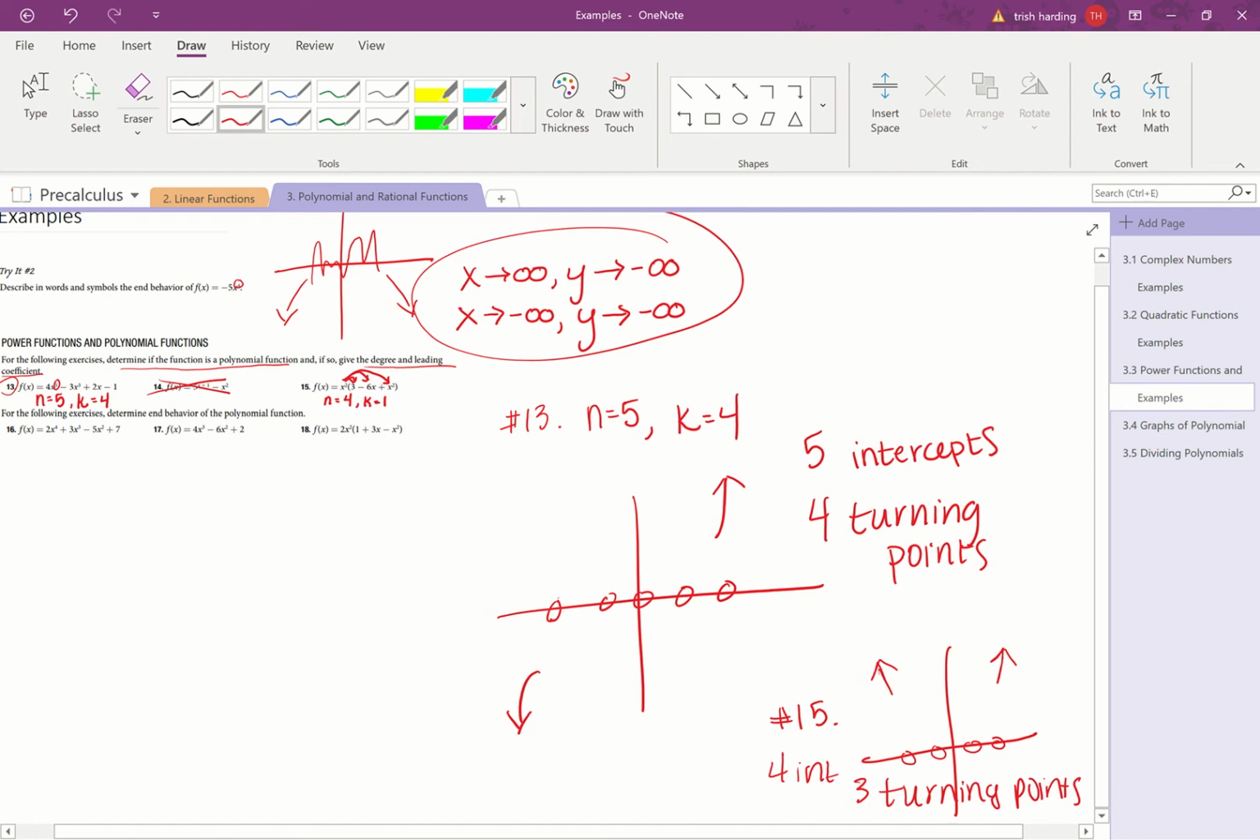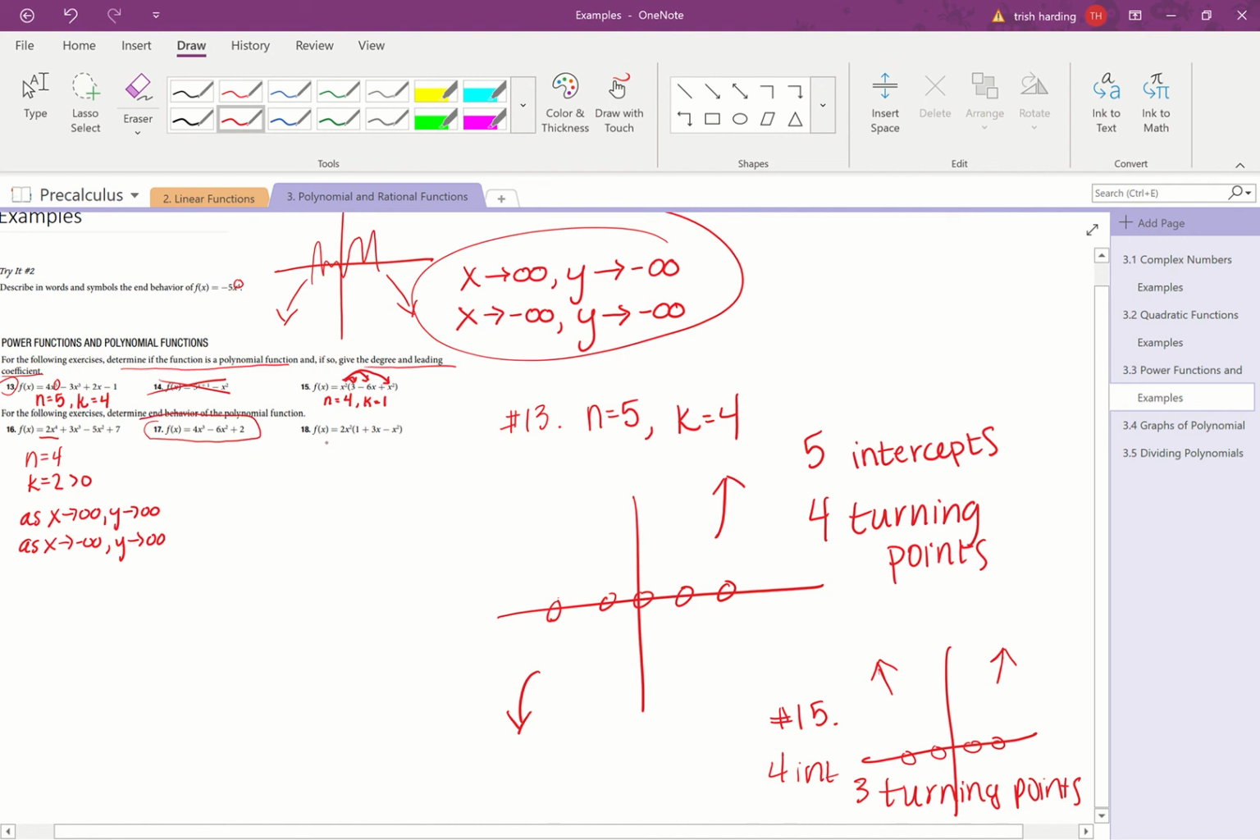So here, if I want to determine the end behavior of the polynomial function, notice my highest degree is 4, and its k is 2, so k is positive. So it's even. As x gets large, y gets large. And as x gets really small, y is also going to get large. Number 17, I'll let you do that one because it's kind of similar.